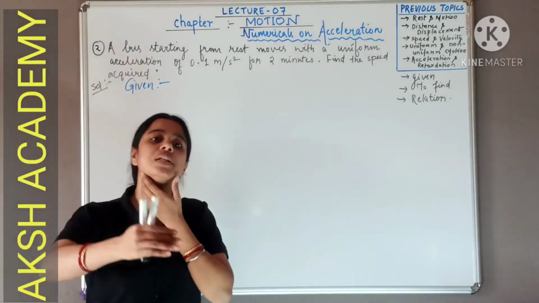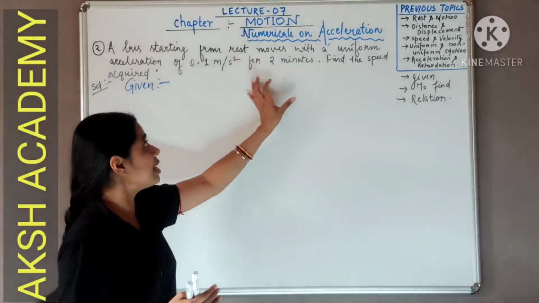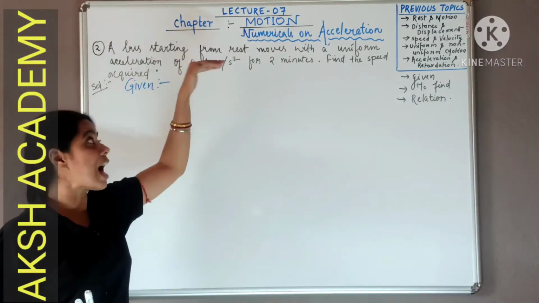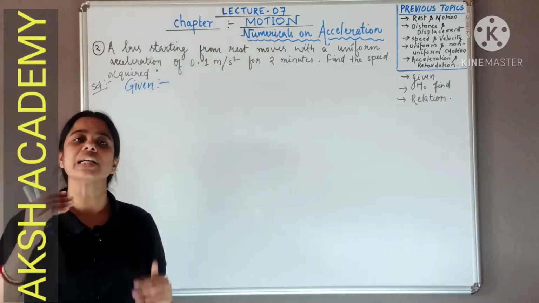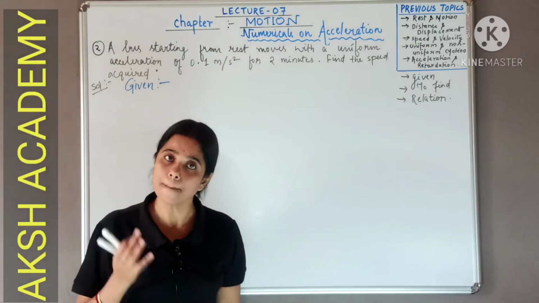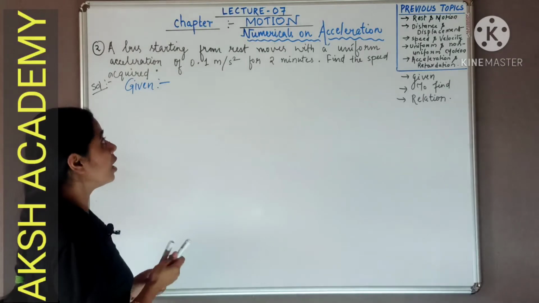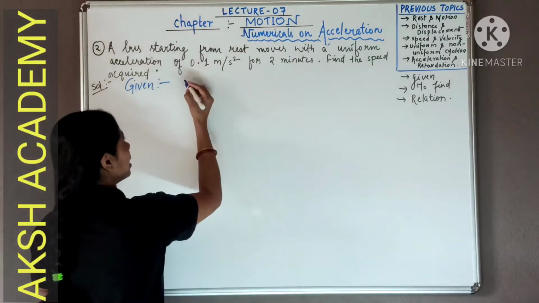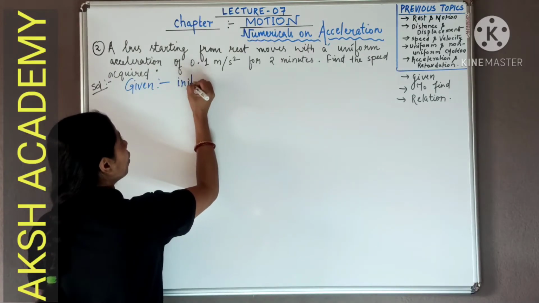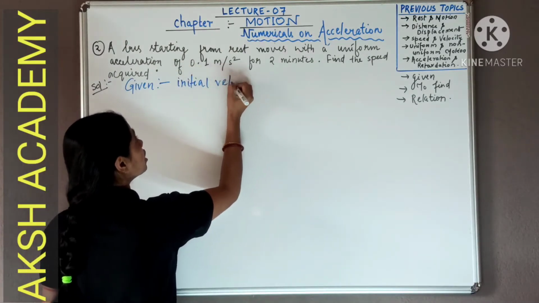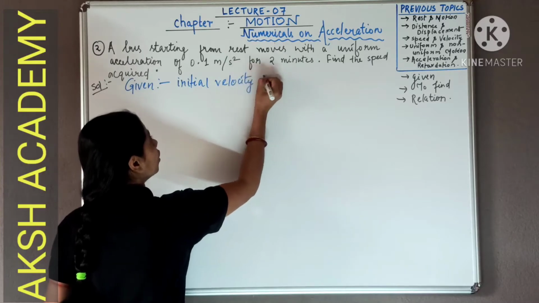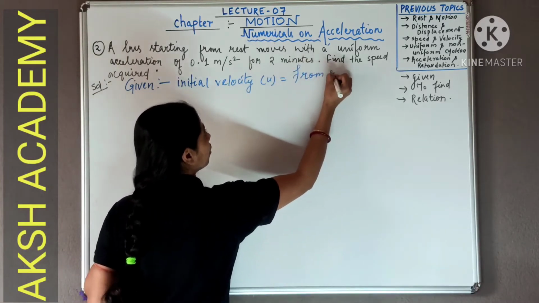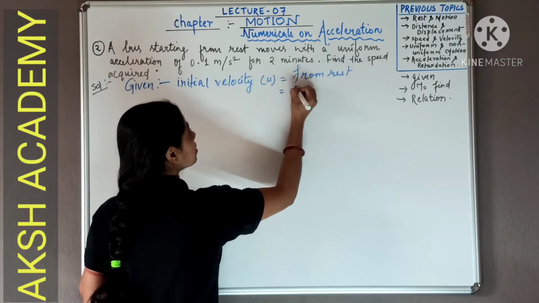And till how much time has it changed? It has changed the speed till 2 minutes. Now what we have to find after 2 minutes? What is the velocity of the bus? So starting with the given. What is given in the question? The bus has started from rest. That is initial velocity, that is u. And u is from rest, that is 0.